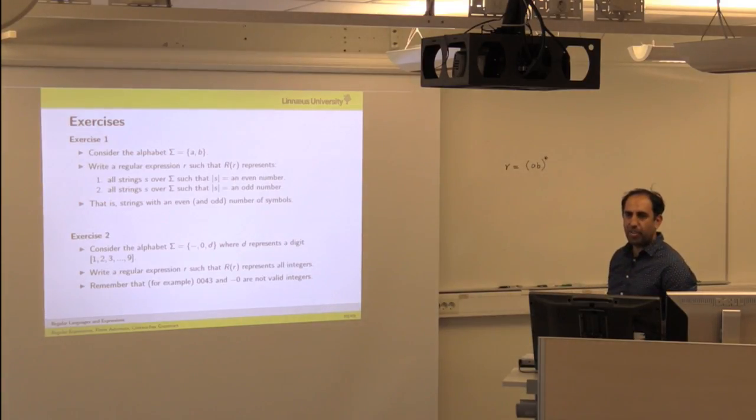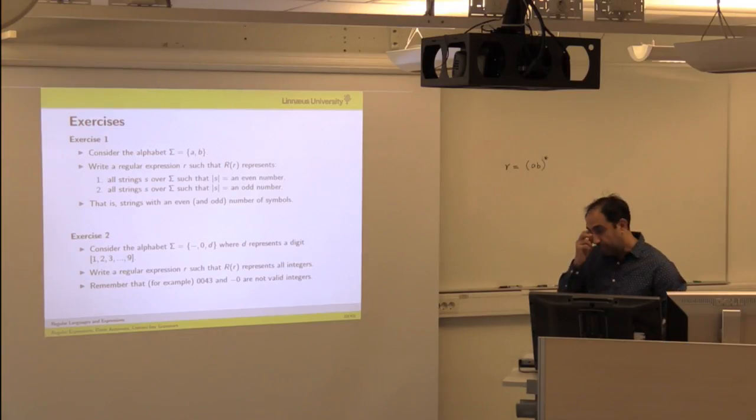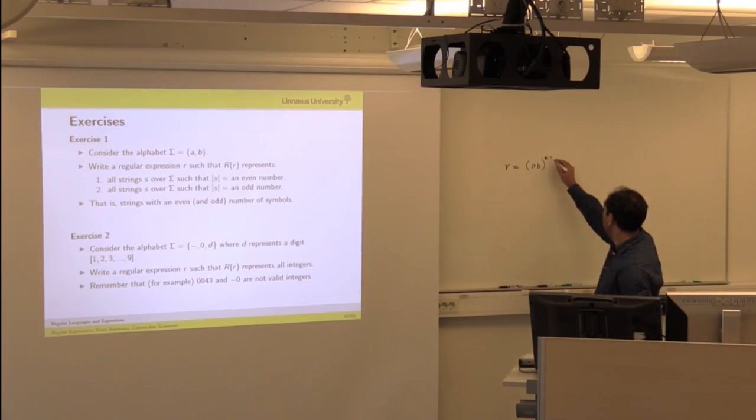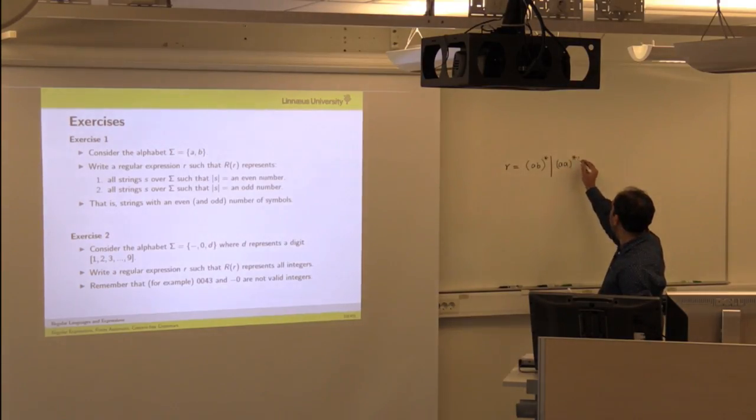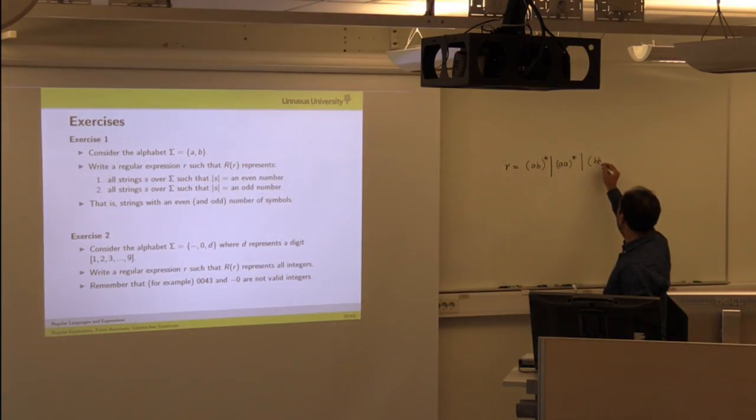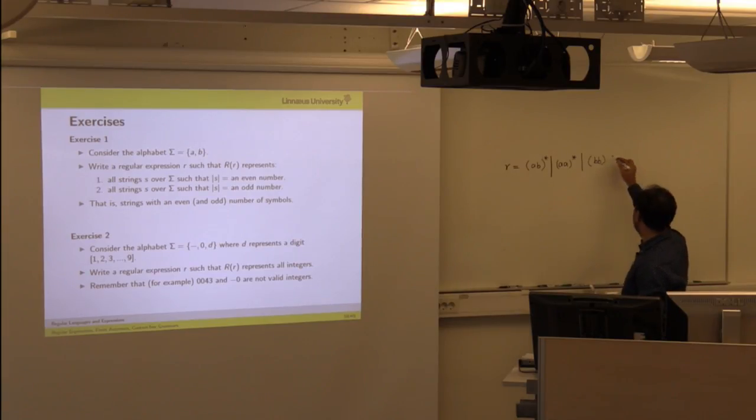We want to get even numbers: 0, 2, 4, 6. Even 0 is allowed. You're right. Again parenthesis and a star, and again parenthesis, or BB star. Yeah, star. You're going in the right direction. Another one is BA also.